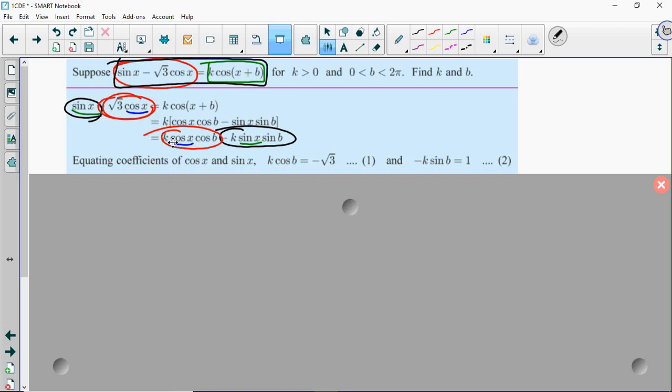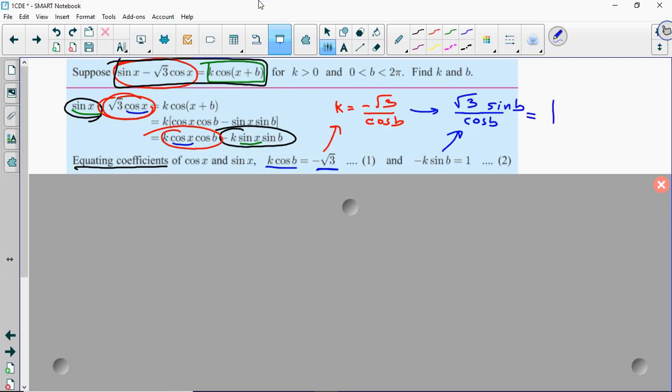So we set them equal to each other and we equate their coefficients. For our cosine, on the left-hand side of the original equation, it's negative root 3, so we see that right here. And on the right-hand side of the original equation, it's k times cosine of b. And then we do the same thing with the sine terms. We set 1 equal to negative k times sine of b. So what that leaves us with is essentially a system of equations in k and b.